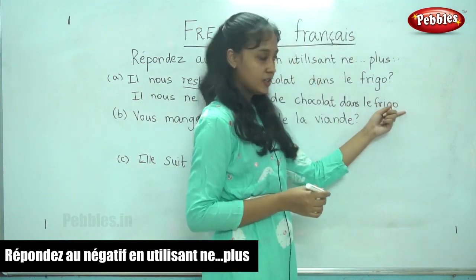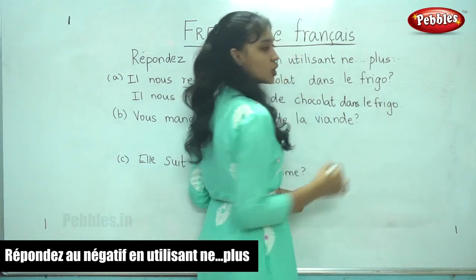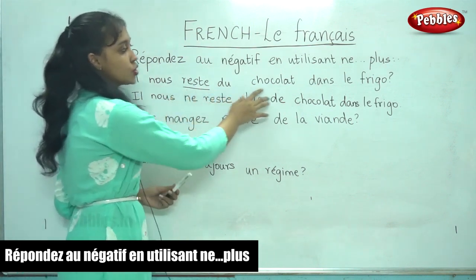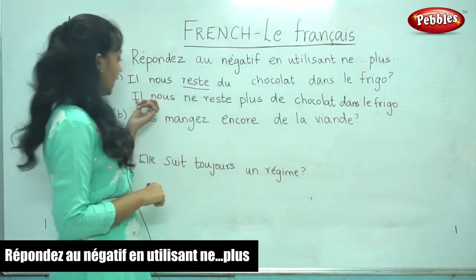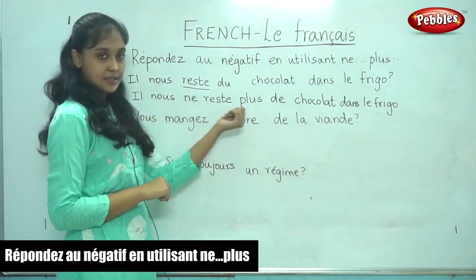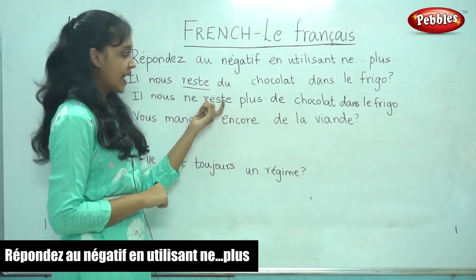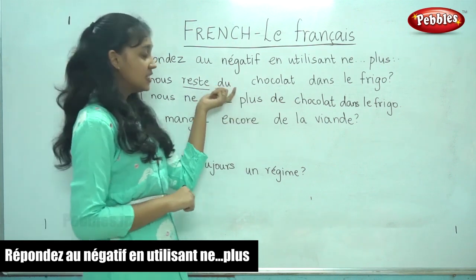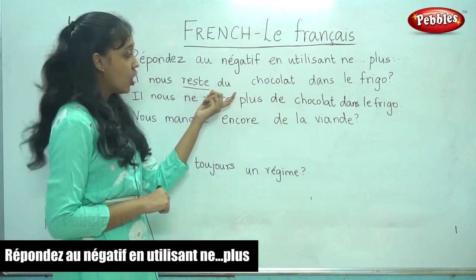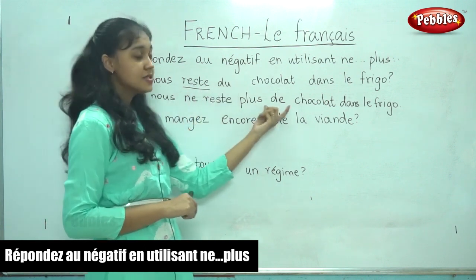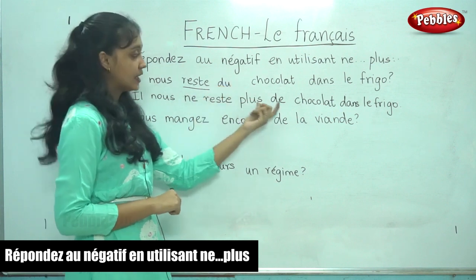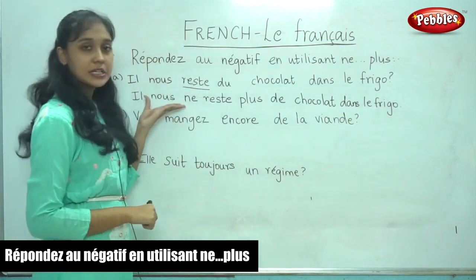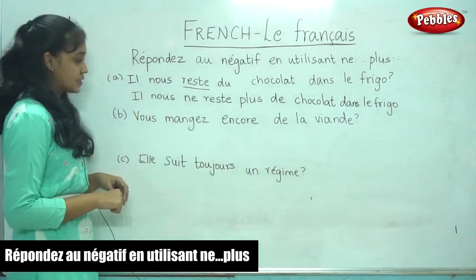Do we put a question mark here? No, because we have answered the question. So what did we say here? Il nous restait du chocolat dans le frigo. Il nous ne reste plus. We found the verb and we put ne before the verb and plus after the verb. And if there is a partitive article or an indefinite article, it becomes de. No matter what is there, it becomes de. De chocolat dans le frigo. Have you understood? Now the next sentence.